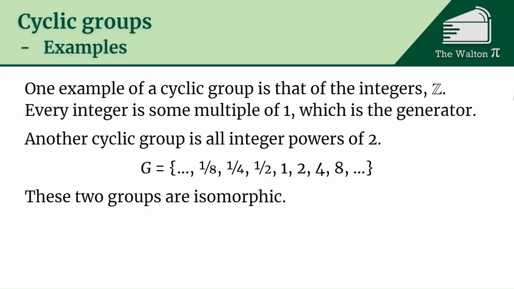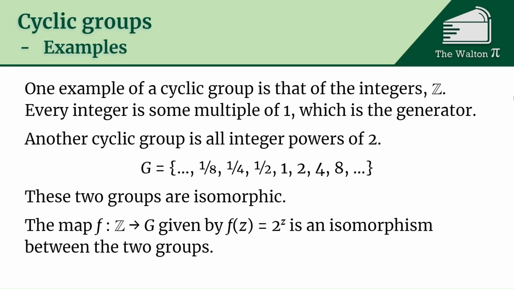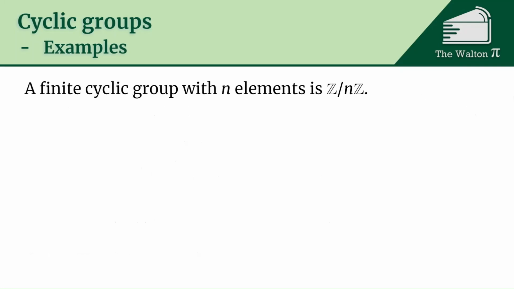Both of these two groups turn out to be isomorphic. The way we can see this is we have a map from the integers to our group G, where we send an integer z to 2 to the z. That's going to be an isomorphism between the two groups. Now, if you don't know what an isomorphism is, don't worry, I'm going to make a video on that relatively soon. But these two groups are going to be essentially the same. They're written very differently, but in terms of group structure, they behave the same.